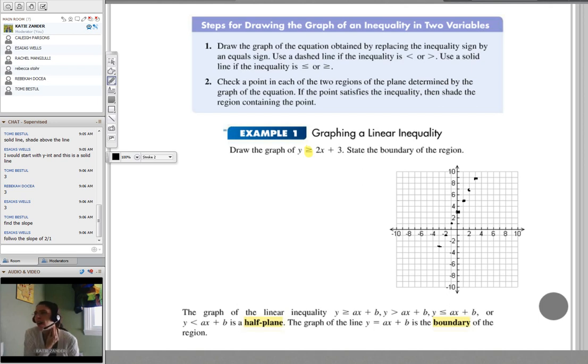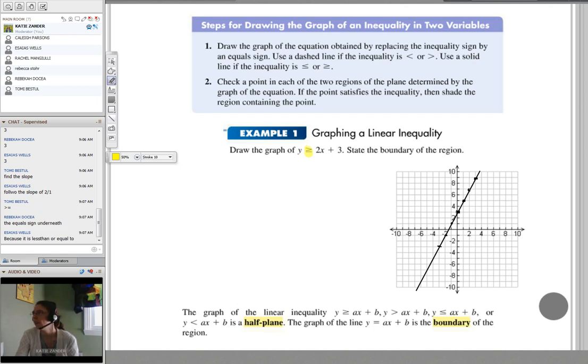All right, I think Tommy said that we are going, and Isaiah said as well, we're going to connect this with a solid line. How did you guys know it was going to be a solid line versus a dashed line? The equal bar underneath, thank you. Yep, the equal sign underneath the inequality means it's included.